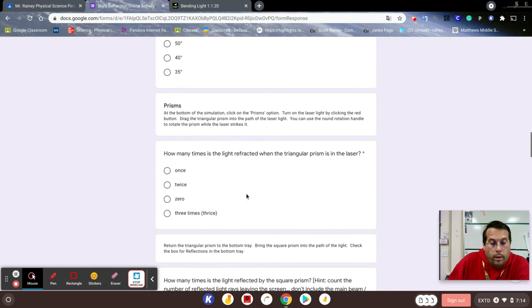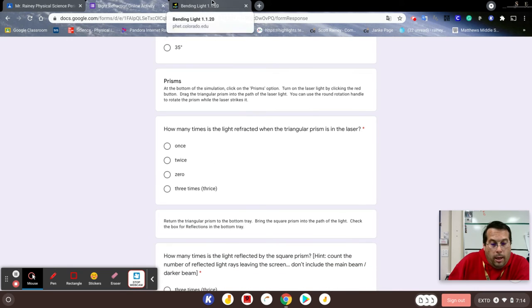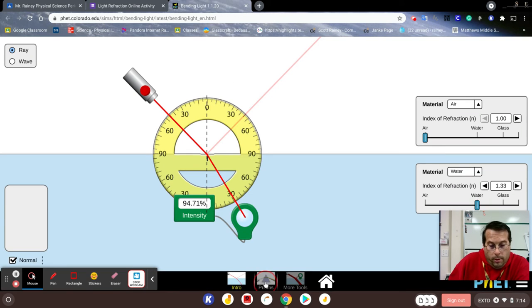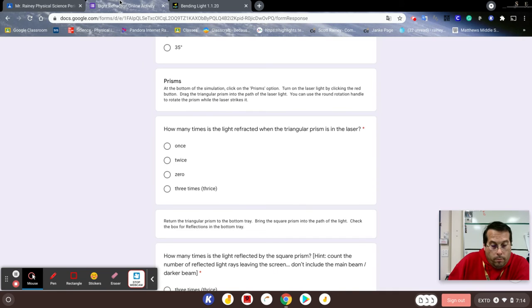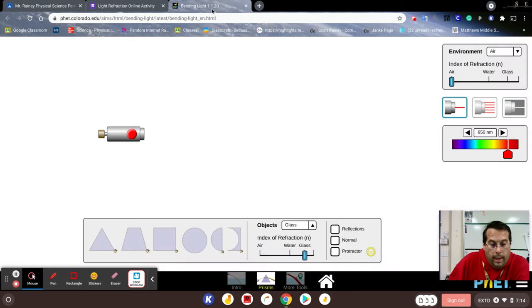All right. Now, as we go to this section, it is on prisms. So we're going to change to prisms. Turn the laser light on by clicking the red button, and drag the triangular prism into the light path. You can use the round rotation handle to rotate the prism. So we're going to use the triangular prism, move it up here, use the laser, and we can rotate the prism.